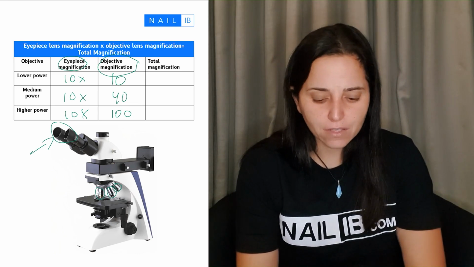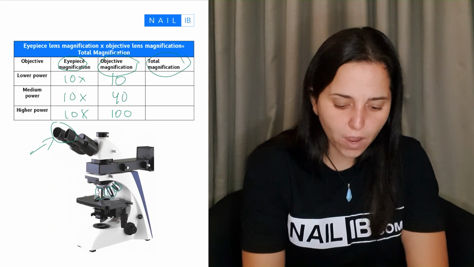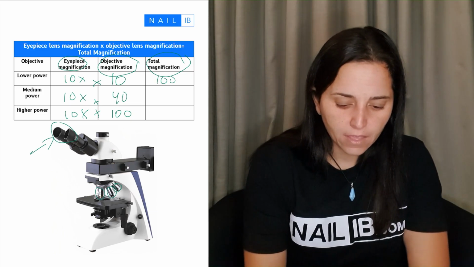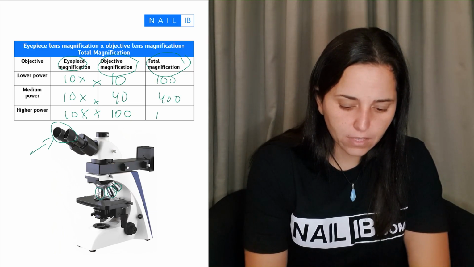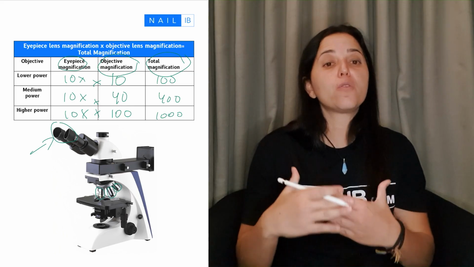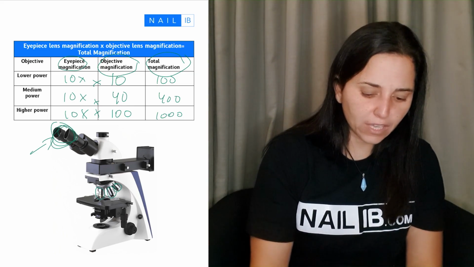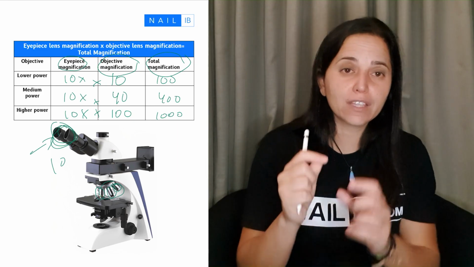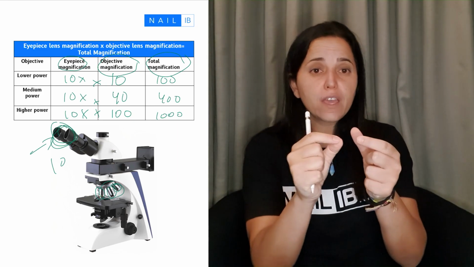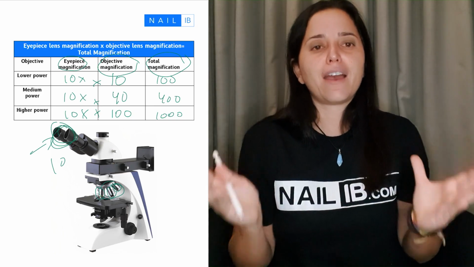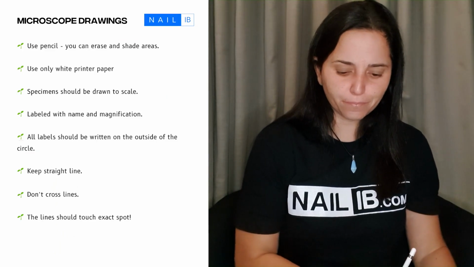So what does that mean? When you get to the total magnification, you have to multiply these together. So 10 times 10 will be 100. 10 times the 40 will be 400. And this will be 1000. That's how you know how big your specimen got. So this will always be 10. This you have to look and see in the writing what is written, 40x, 45x, 60x. That's telling you how big it is. And that's how you find the total magnification.